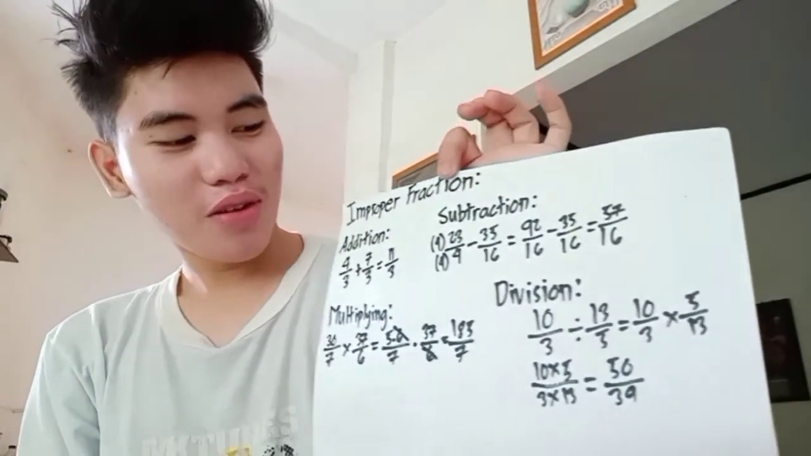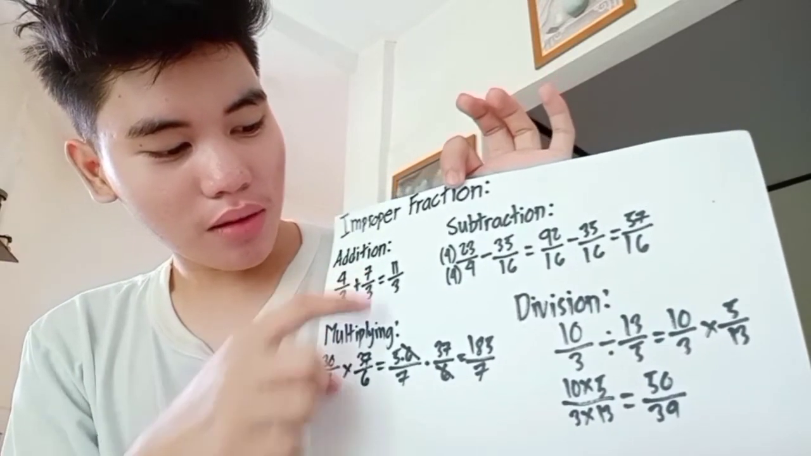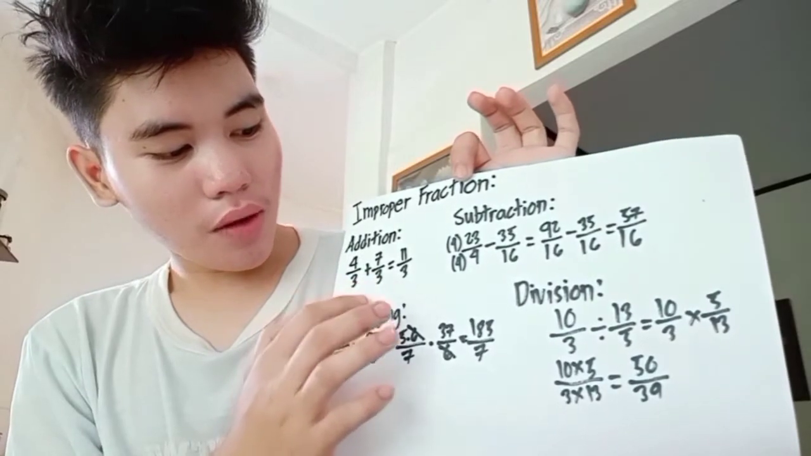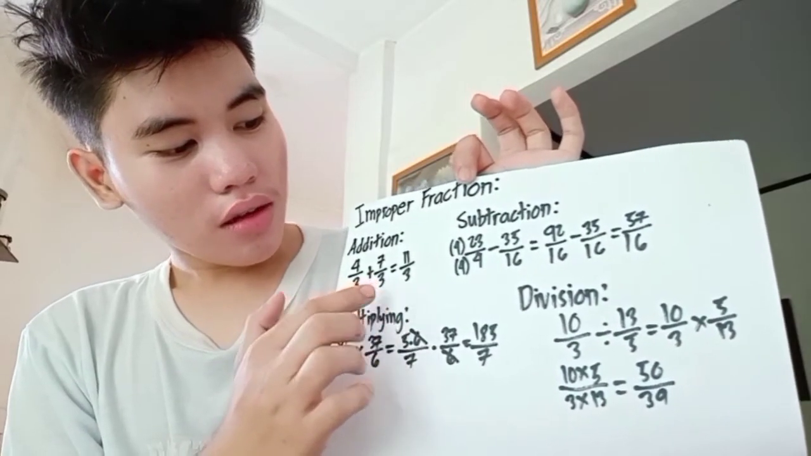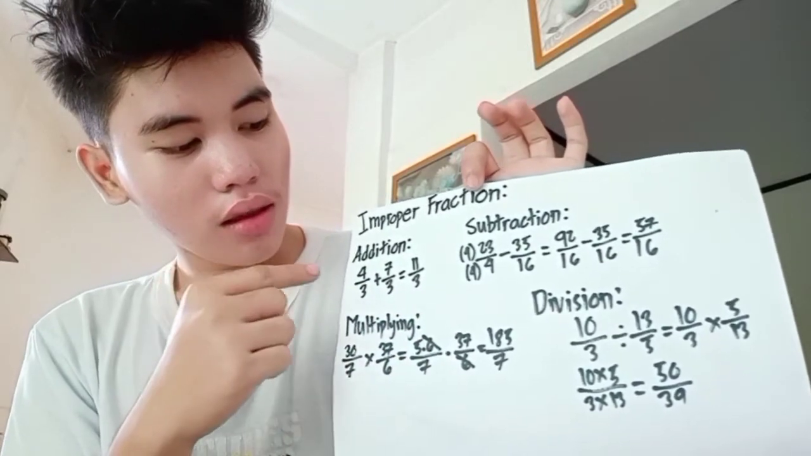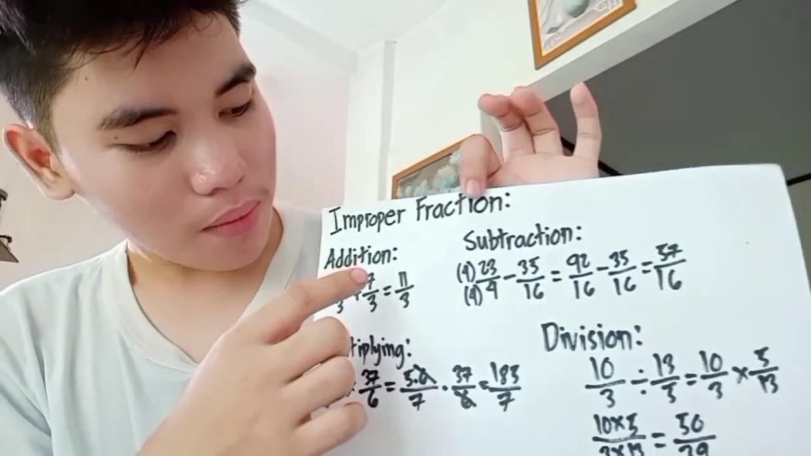Improper fraction. My first example for addition is 4 over 3 plus 7 over 3. Since we have the same denominator, we will copy the denominator to the final answer and add the numerators, which is 4 plus 7 is equal to 11.